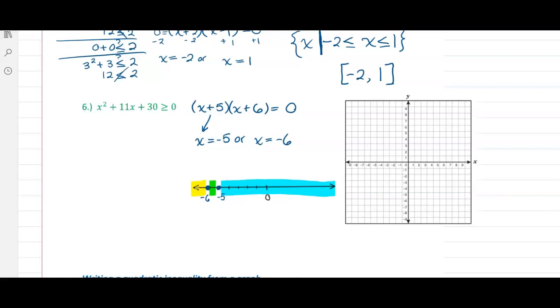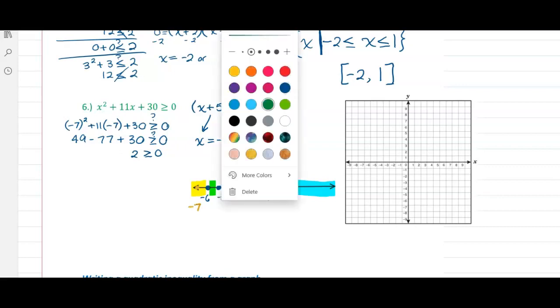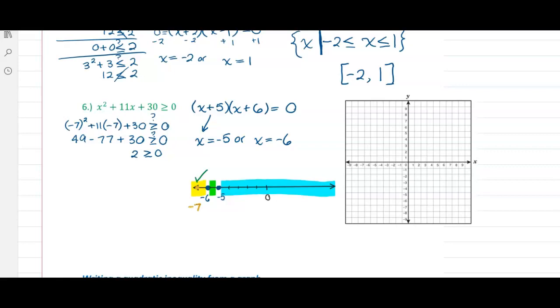So choosing a point here on the yellow region, like maybe -7, -7 squared plus 11 times -7 plus 30, is that greater than or equal to 0? Does that give me a positive number basically? 49 minus 77 plus 30, is that greater than or equal to 0? Let's use our calculator. We end up with 2 greater than or equal to 0, so yes, we'll keep that part. We'll keep the yellow piece.